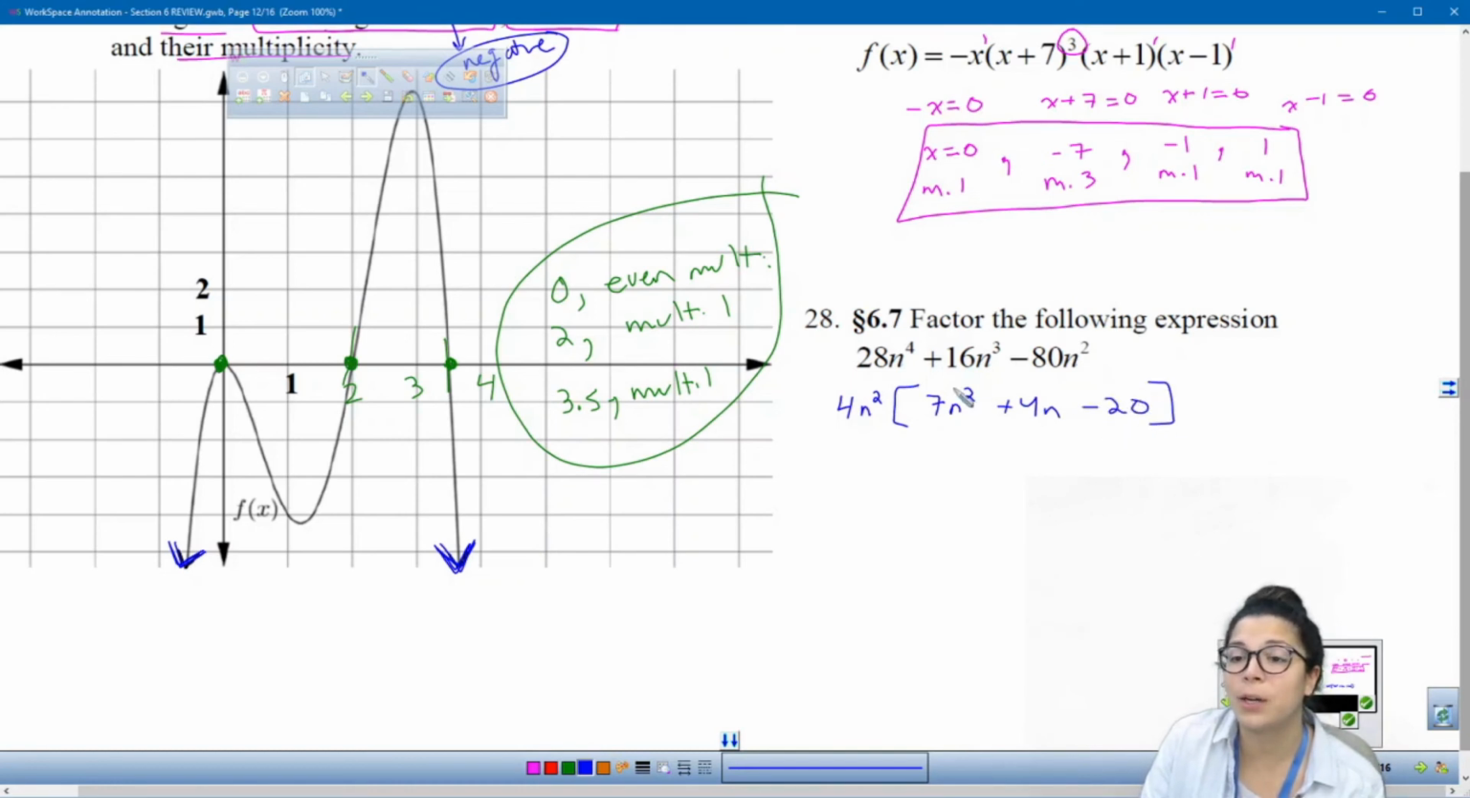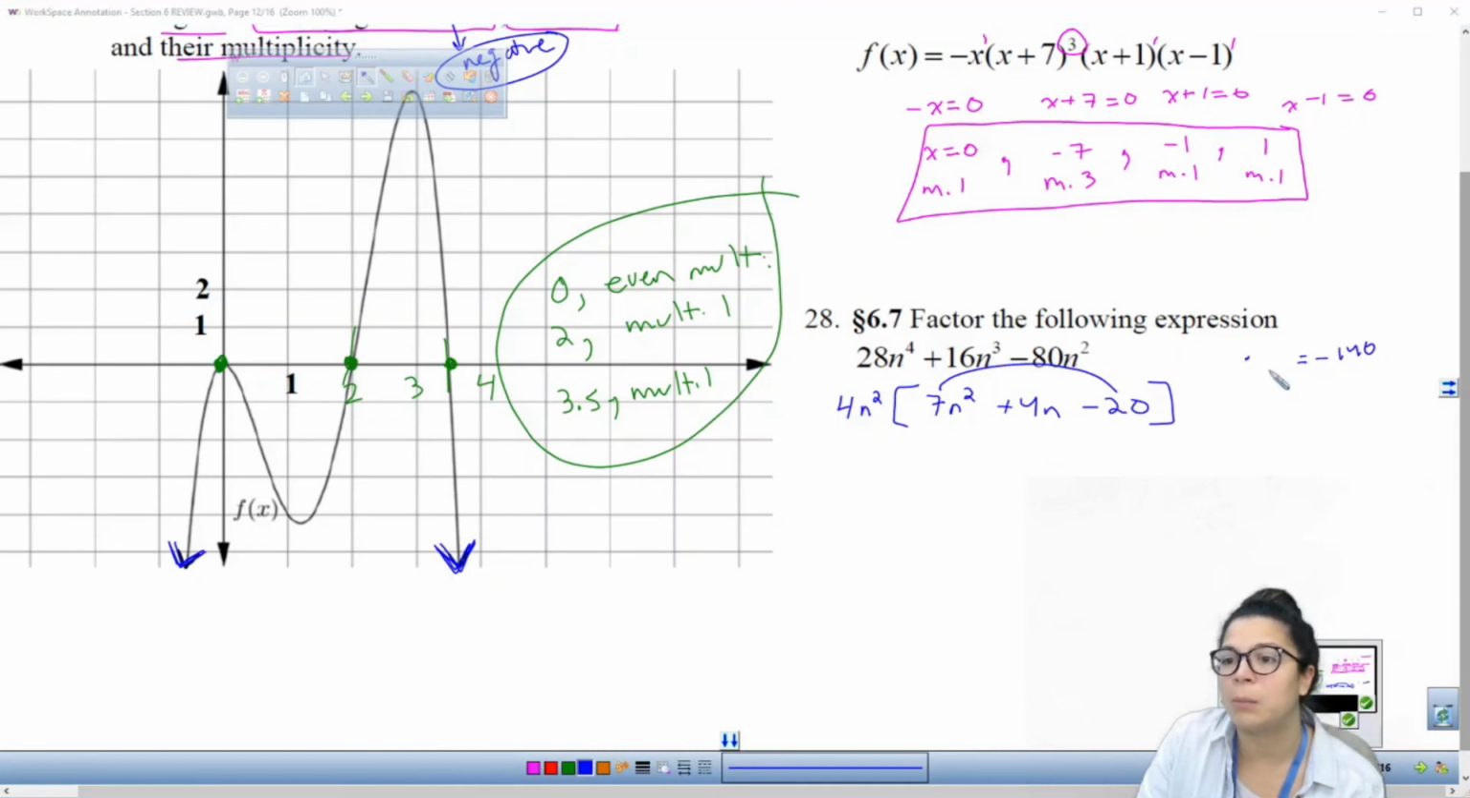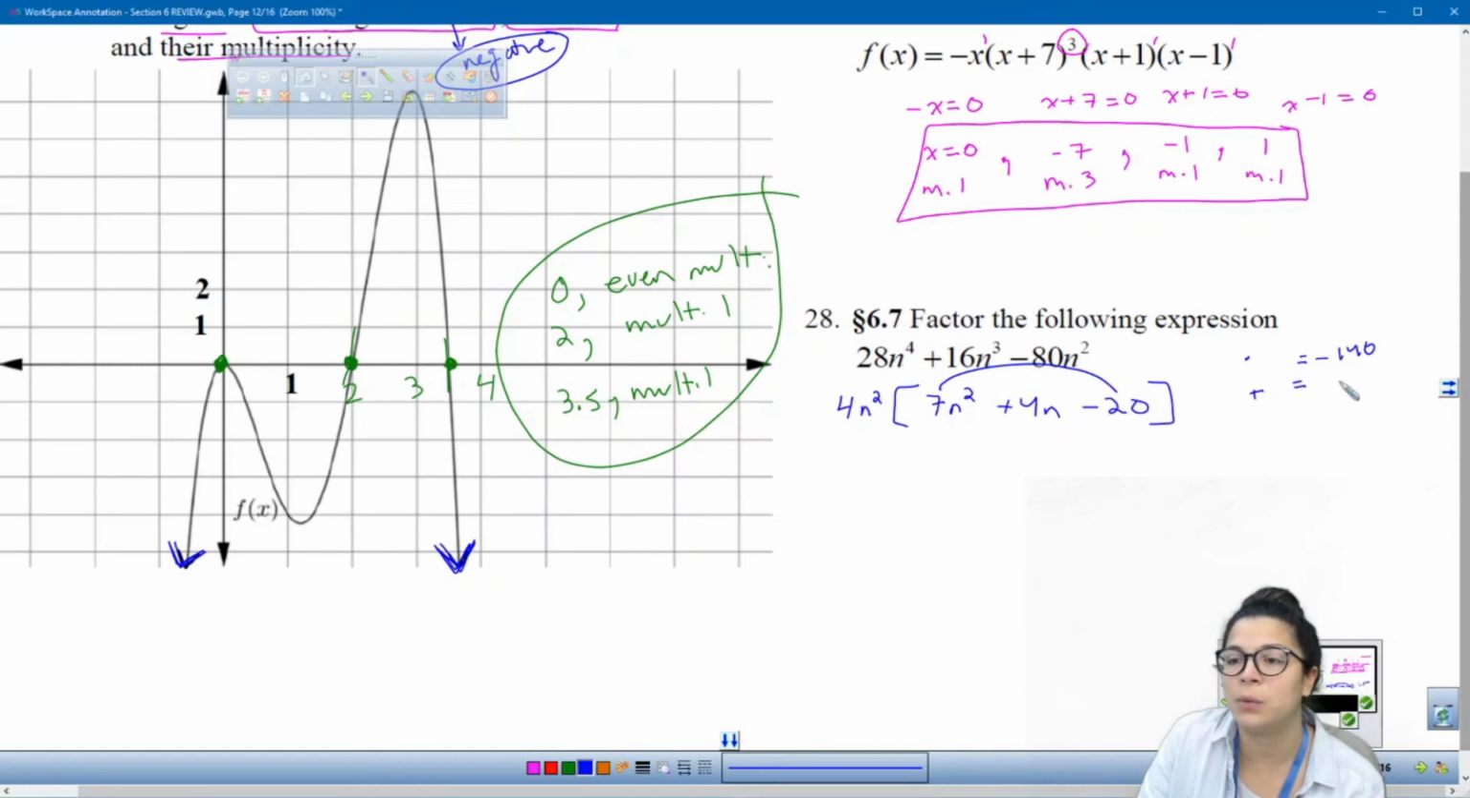Now, this trinomial, I could try to rainbow over. 7 times negative 20 is negative 140. And we need to find numbers that multiply to that number and add to 4. I'm thinking 14 and 10, right? 14 times negative 10, and then 14 plus negative 10 will add to 4. Yeah, so there we go.